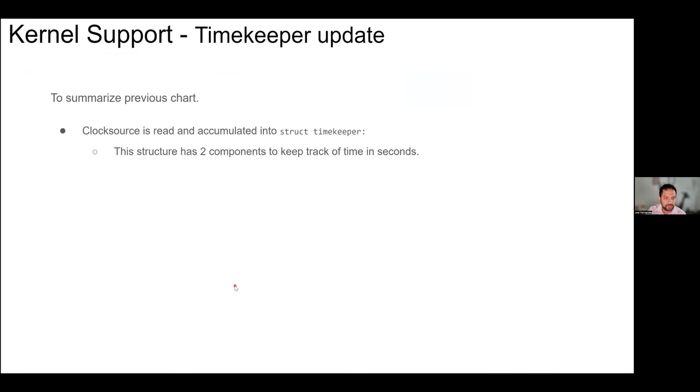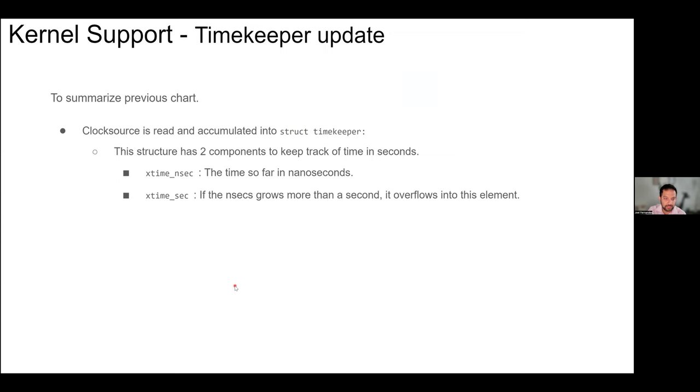So to summarize the previous chart, the clock source is read and accumulated into the timekeeper structure. The structure has two components to keep track of time in seconds: a nanosecond field and a second field. Both are combined to finally get the total time. And every time you read the clock source for timekeeping, the value of the clock source is also noted, because the next time you do the timekeeping update, you need to know the delta. So it saves the value of the clock source that was read as well.